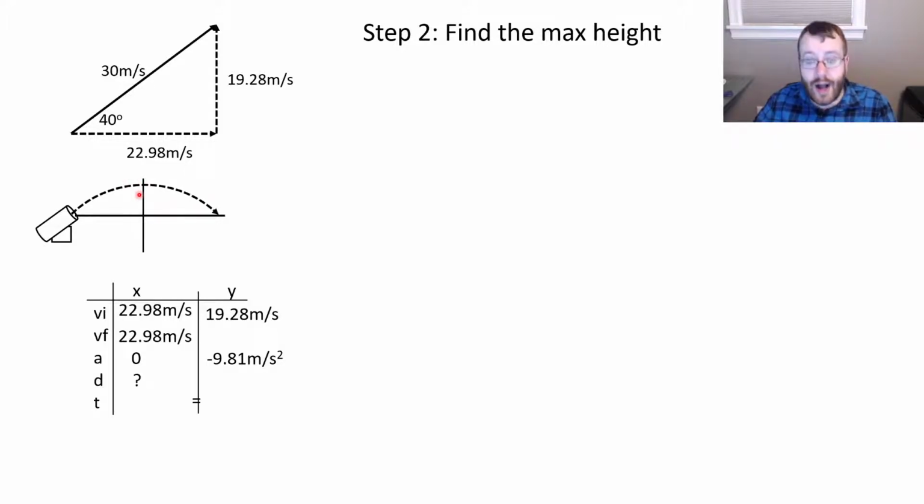Now we're talking about how high, so we're talking about the Y direction. And I'm going to use VF squared is equal to VI squared plus 2AD. Now this is going to be very similar to a vertically launched projectile question. I can't answer this question through the entire path of the motion.